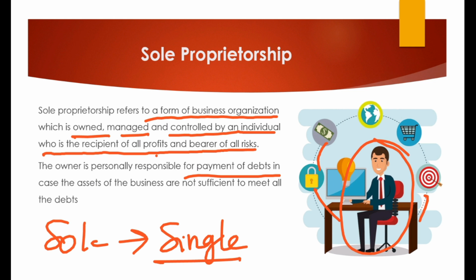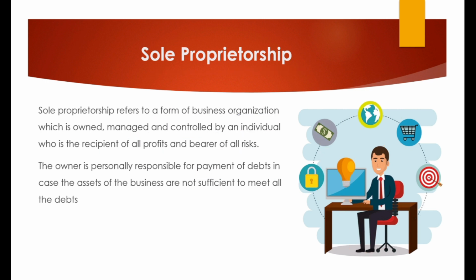So if there is any risk and in case there are any debts, he is personally liable, because when there are profits, he is enjoying those profits. Then in that case, when there are debts, he has to repay those debts. So a single person who is looking entirely after the business, this type of business organization is known as sole proprietorship. And the person who is involved in this business is known as an entrepreneur.